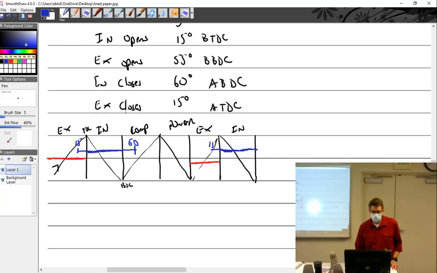And then the exhaust closes, so we'll do exhaust opens 55. Exhaust opens 55 degrees early. So we're going to bring this over here to 55. And exhaust closes 15 degrees. So we'll go this way, 1, 5. So we'll do it bigger. That's 1, 5 to right there.